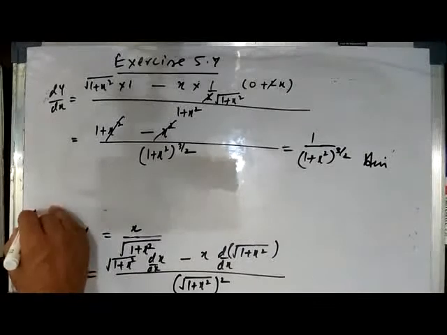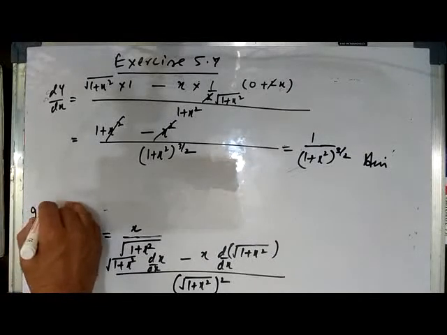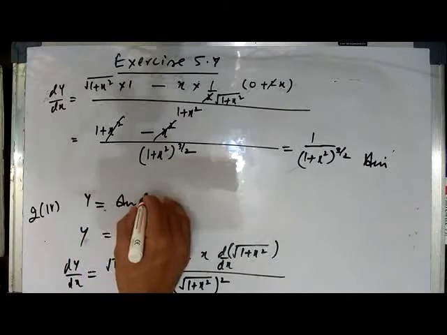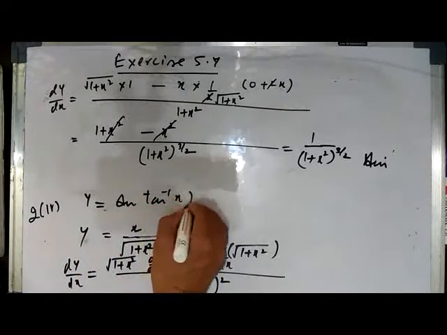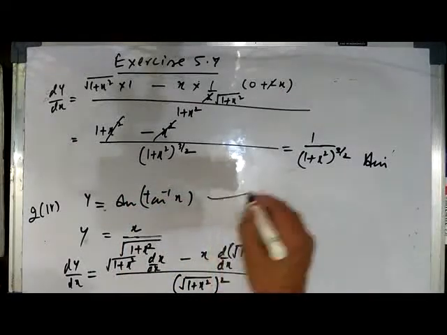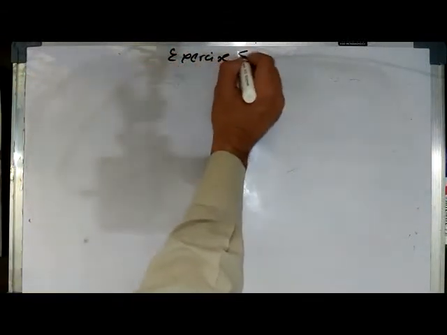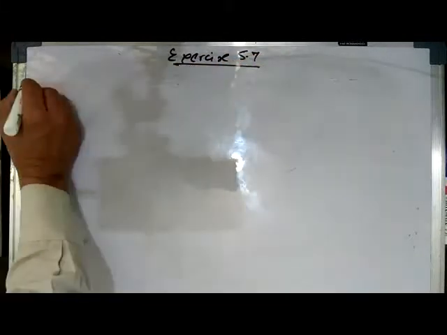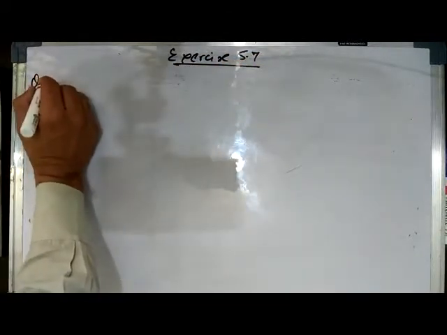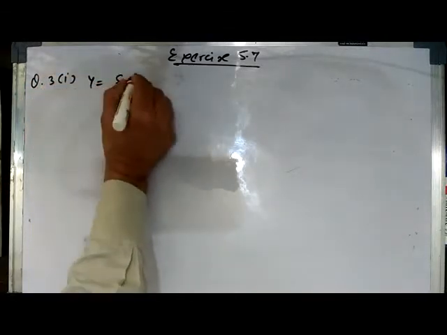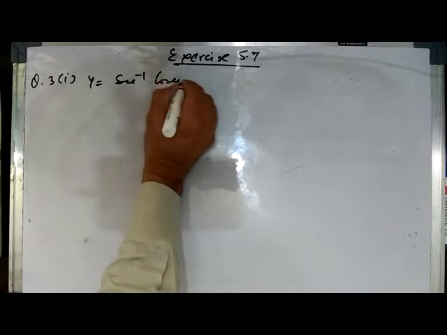That was question number 2, fourth part, differential of sine tan inverse x. Alright, that is the answer of this question. Further, if I take from the same exercise 5.7, question number 3, first part, as y equals sec inverse cosec x.